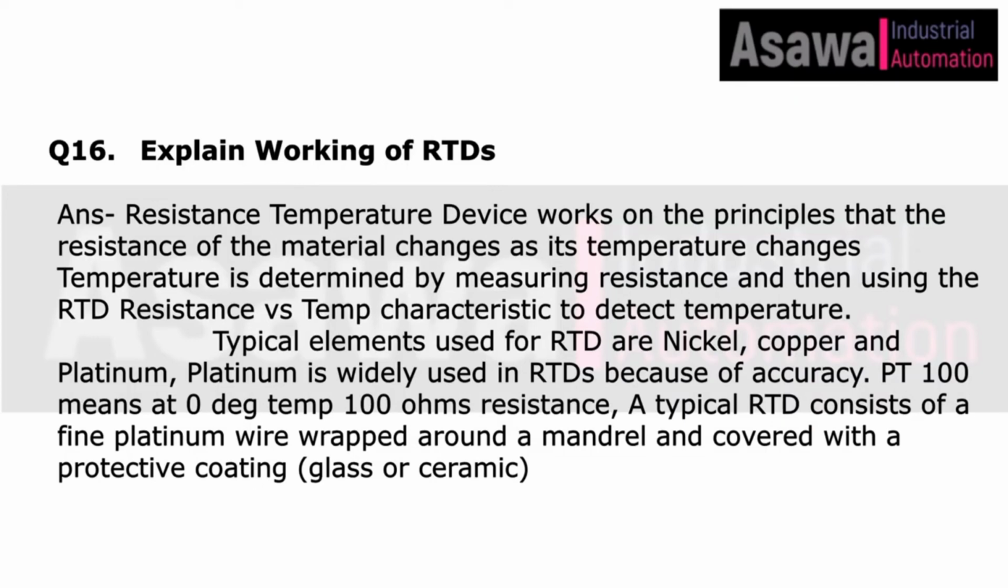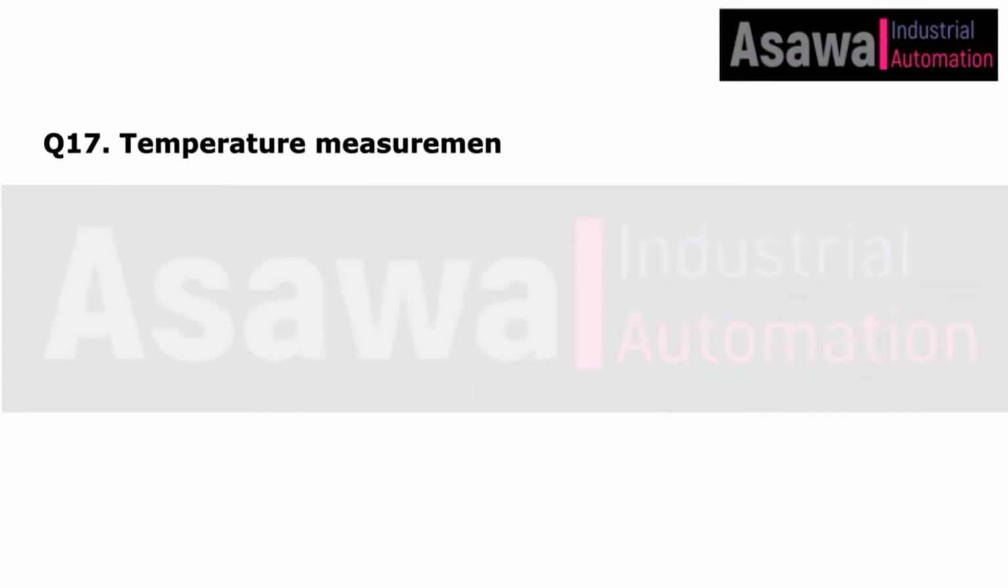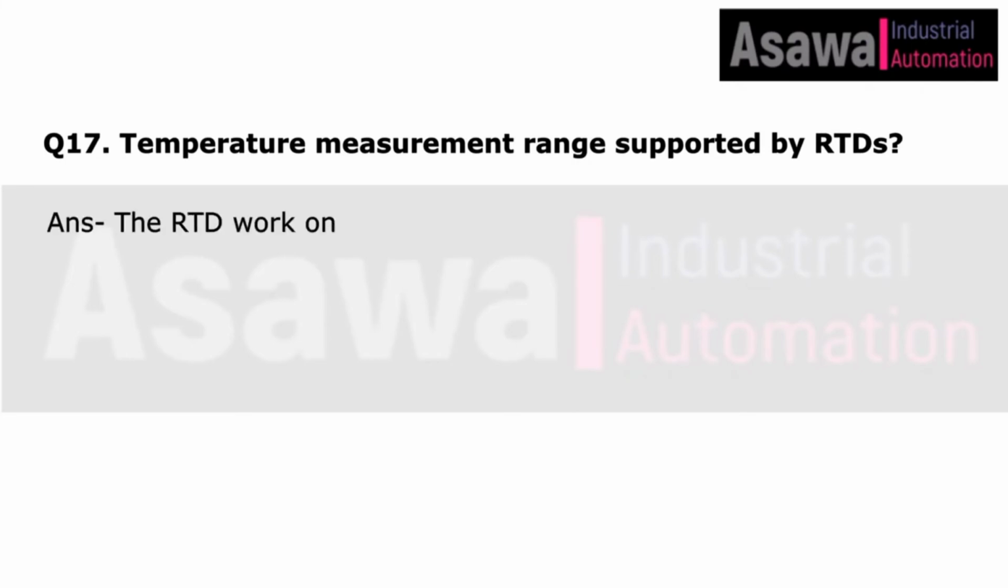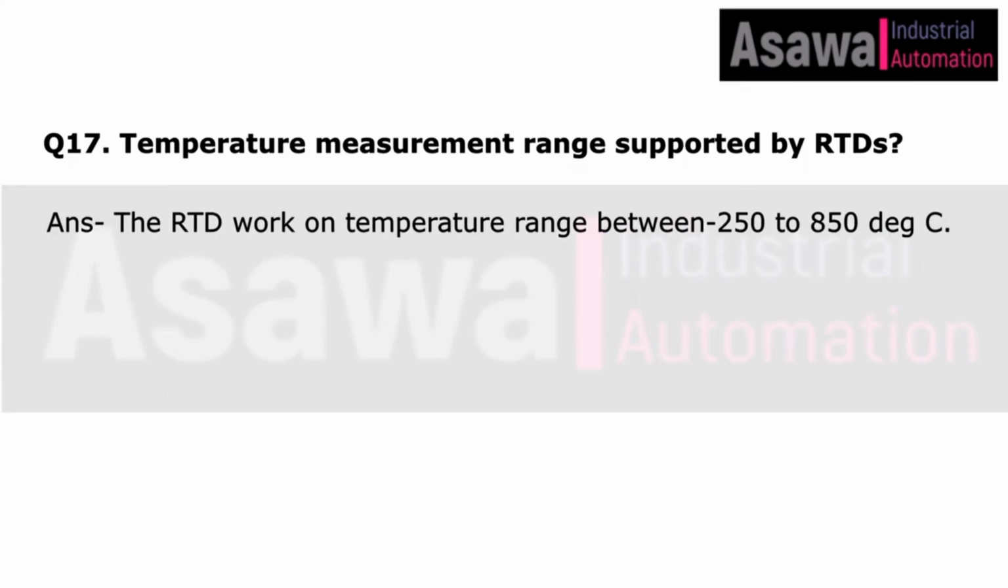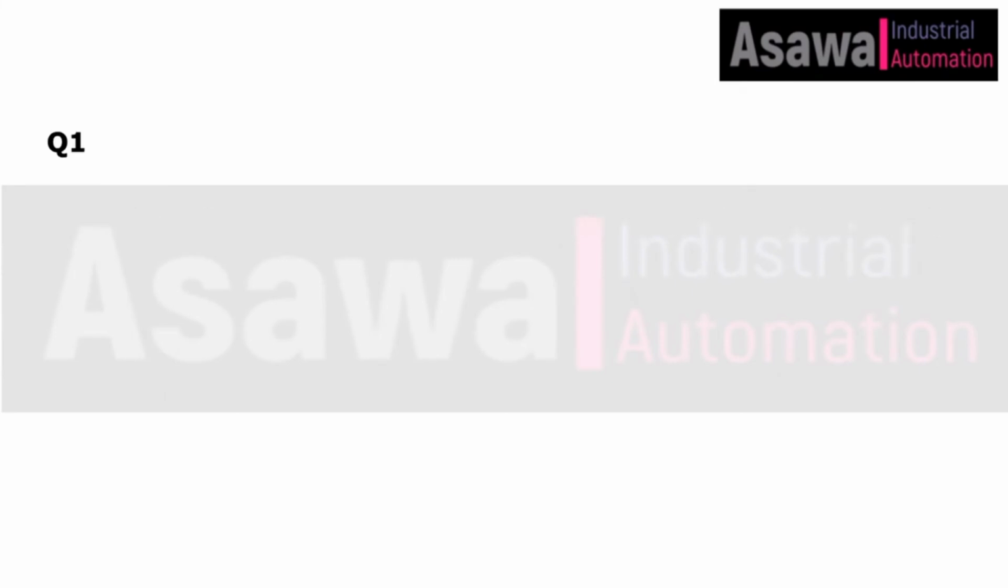A typical RTD consists of a fine platinum wire wrapped around a mandrel and covered with a protective coating, glass or ceramic. Question 17. What is the temperature measurement range supported by RTDs? The RTD works on a temperature range between minus 250 to 850 degrees Celsius.